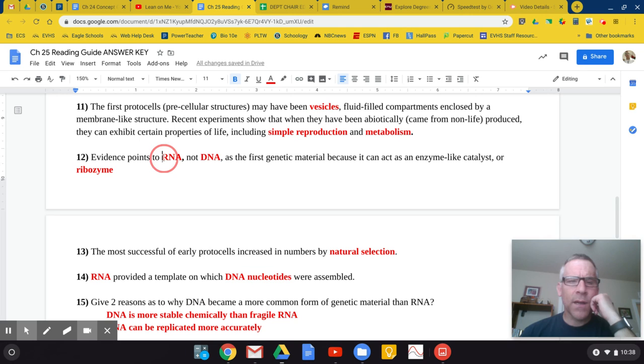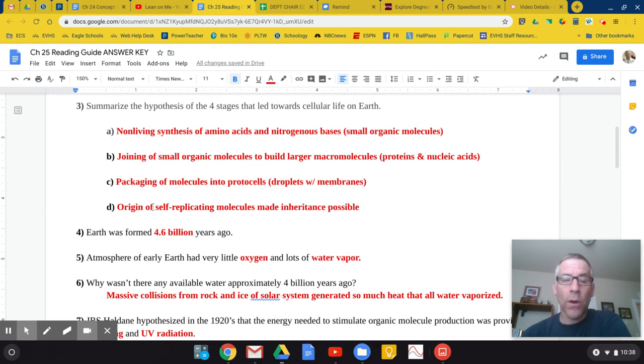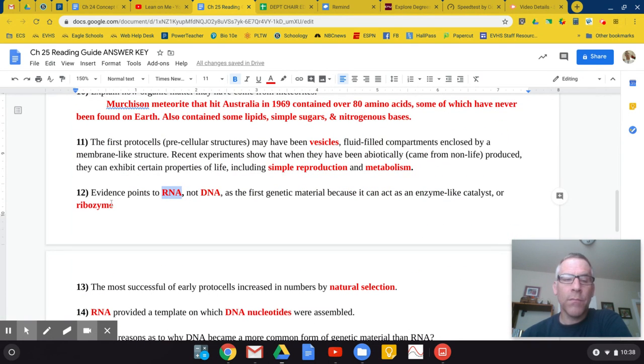There's a continued conversation about what was the first genetic material, and more research points to RNA starting things, and then DNA evolving from RNA. Because RNA has been shown to have the ability to actually catalyze its own replication, or make copies of itself, which DNA has never been found to be able to do. So again, if we go back up to our stage 4, origin of self-replicating molecules, there's our piece right there. RNA does show the capability to copy itself and act like an enzyme. So that's where we see that term ribozyme.